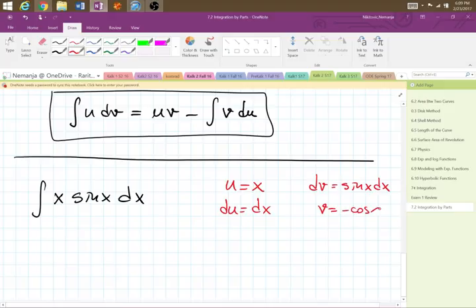Negative cosine x. You don't have to put plus c in this case. There will be a major plus c at the end of the problem for 1 point. So if you write this in this fashion, the formula will just appear easily. So you write u here, and then dv, and you go down for the derivative, and you go down for the integral to obtain the other two.